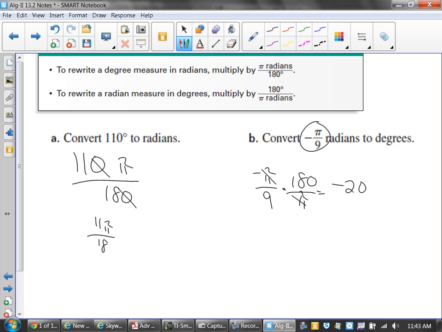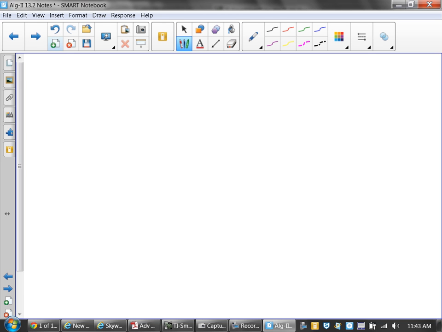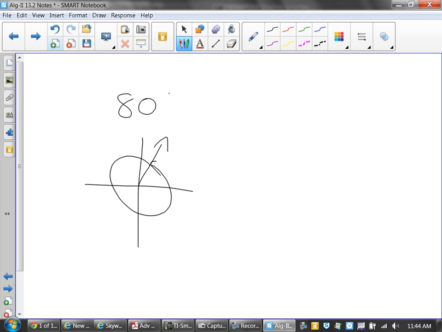Again, another quick, real easy example. If I want to find the coterminal angle of 80 degrees, if you want to visualize, because I know that's what you guys do, it's here. The next one is add 360 degrees to that. If you wanted to go the other direction, you're subtracting 360. If that was negative 80, it would be down here.